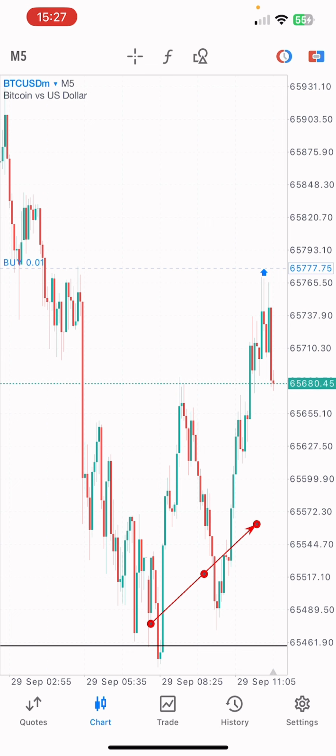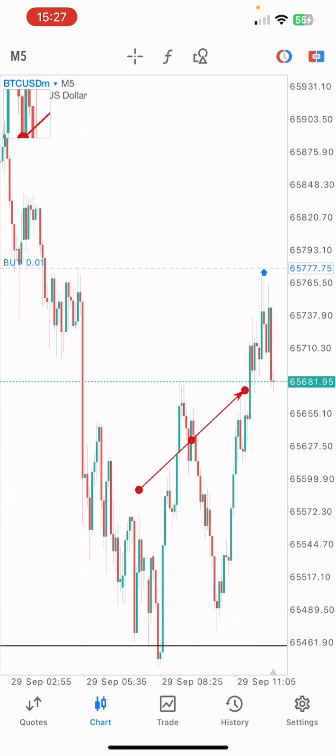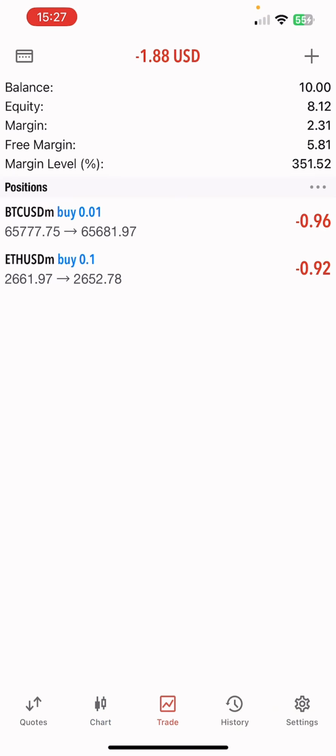Let's say you enter from here. Just from here, when this candle closes, it is possible to give you 5, 10 USD. At the end of the day, you should be satisfied to go out of the market.